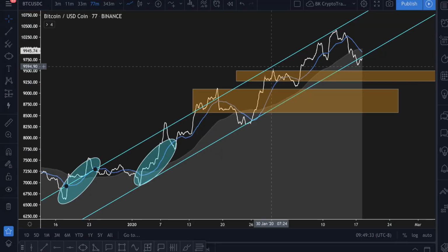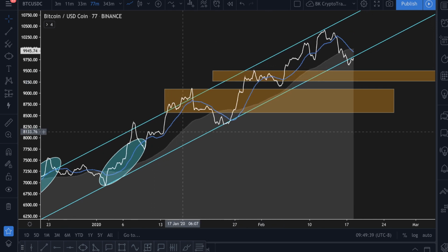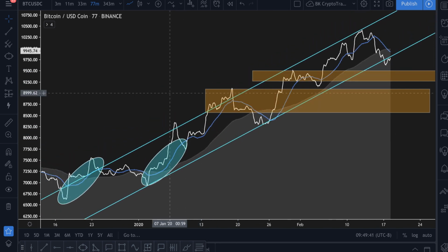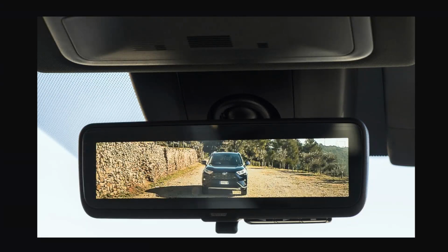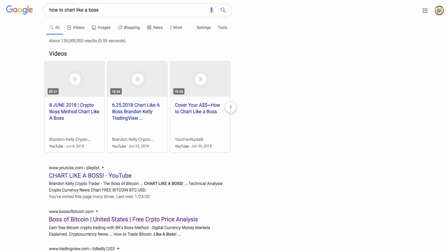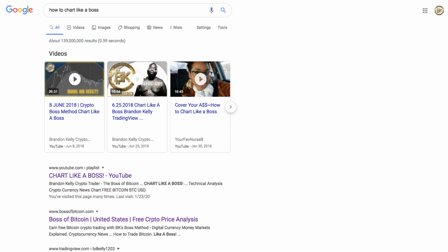And so looking at Bitcoin, BTC to the USD, let's jump right into it. This is the boss method invented by yours truly. It consists of 3 simple moving averages, a 7, a 77, and a 231. If you don't know how to use it, just type into Google, how to chart like a boss, right?